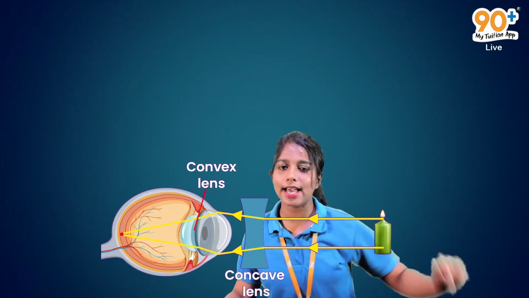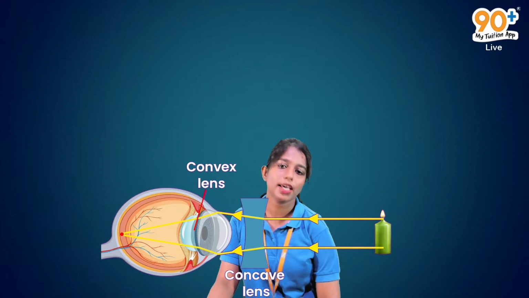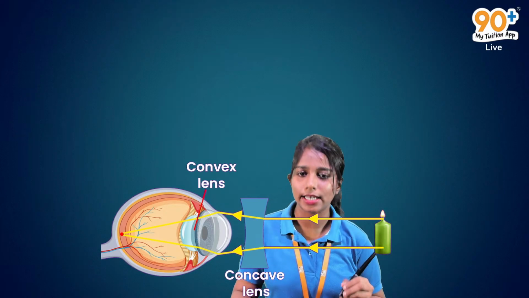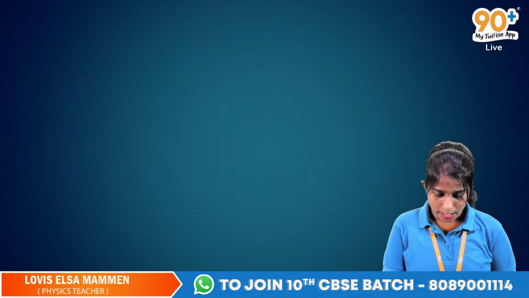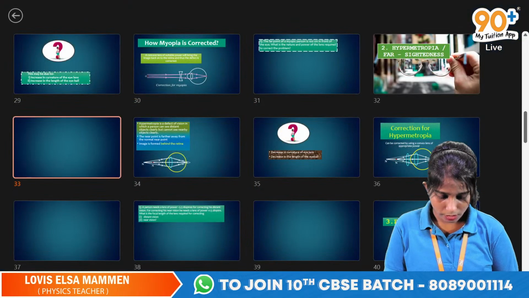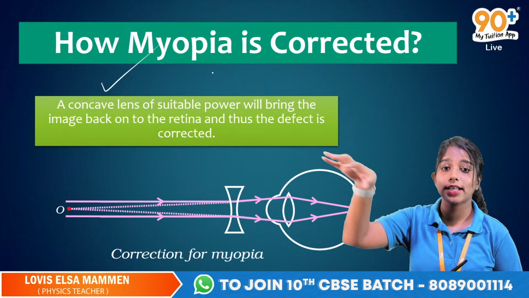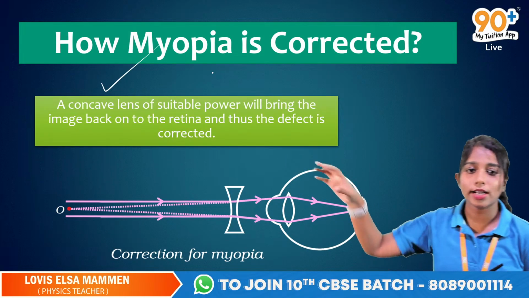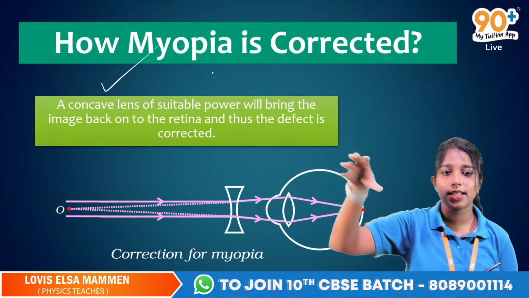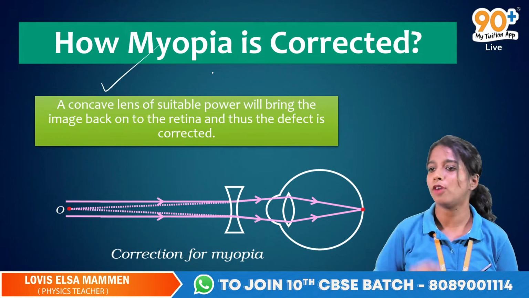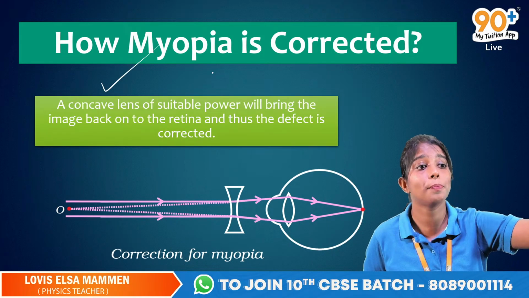So the figure is there in your textbook. അത് നോക്കുക, അത് പഠിച്ചാൽ മതി. Yes, so image is formed on the retina. So a concave lens is used. അങ്ങനെ കറക്റ്റ് ചെയ്ത് ഇമേജിനെ ഇപ്പൊ റെറ്റിനയിൽ നമ്മൾ ഫോം ചെയ്യിപ്പിച്ചു. Got it? So how is myopia corrected?